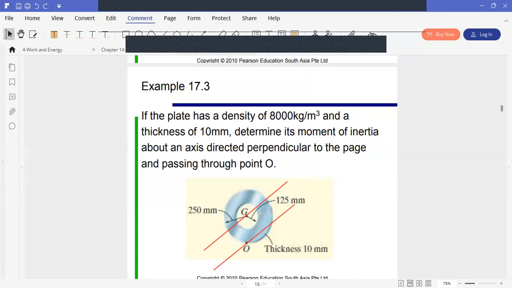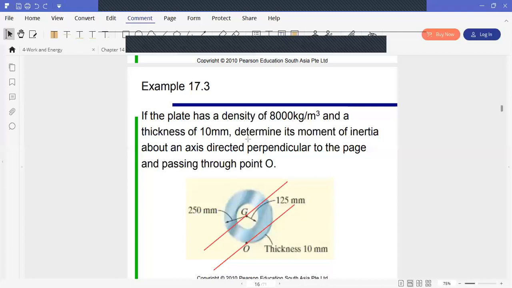So here, you know the formula for a disk. What is the formula for inertia of a disk about its center of mass? Half mr square. So first we should find the mass of the disk. To find the mass, they gave us the density and the volume. The volume is the thickness, which is 10 millimeter, times the cross-sectional area, which is pi d square over 4, or pi r square.